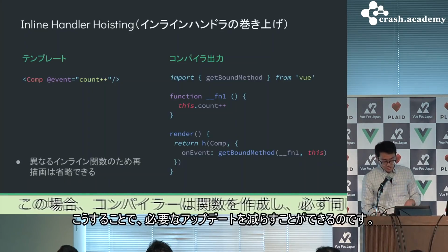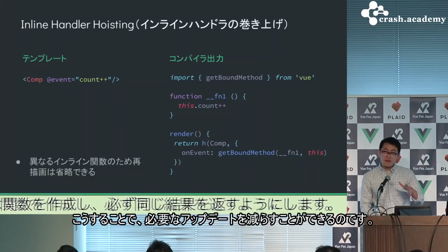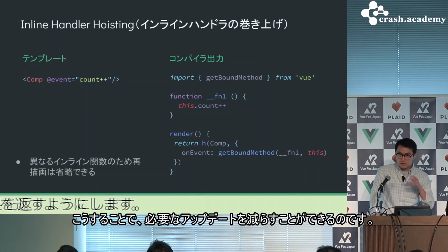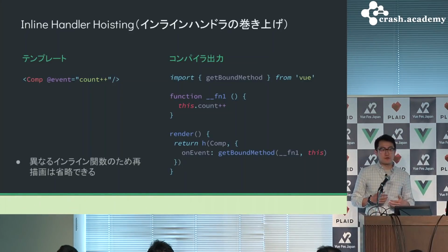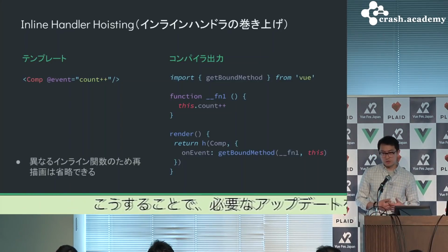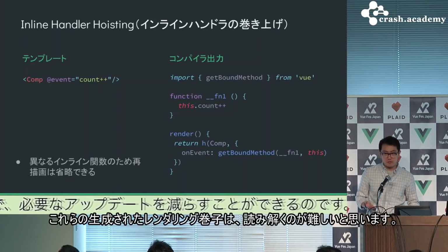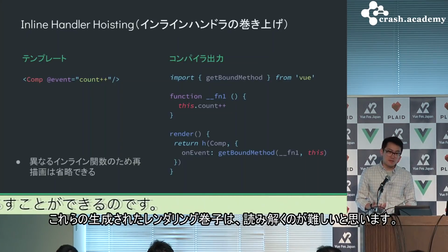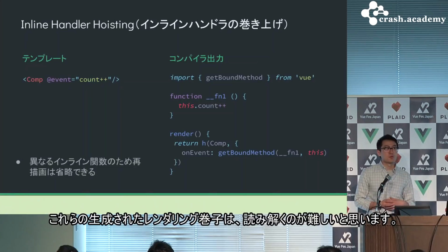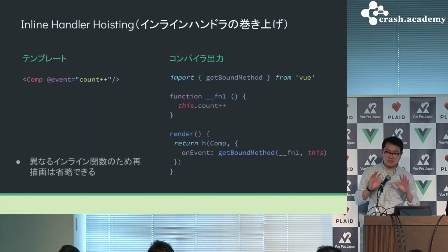So we talked about 5 different optimization techniques, right? Each of these, if you are writing raw render functions yourself, would be very, very hard to do. It would make your code unreadable. However, the compiler does not care. So when you write a template, you don't need to think about any of this. The compiler will do all the work for you to generate the most efficient code possible.